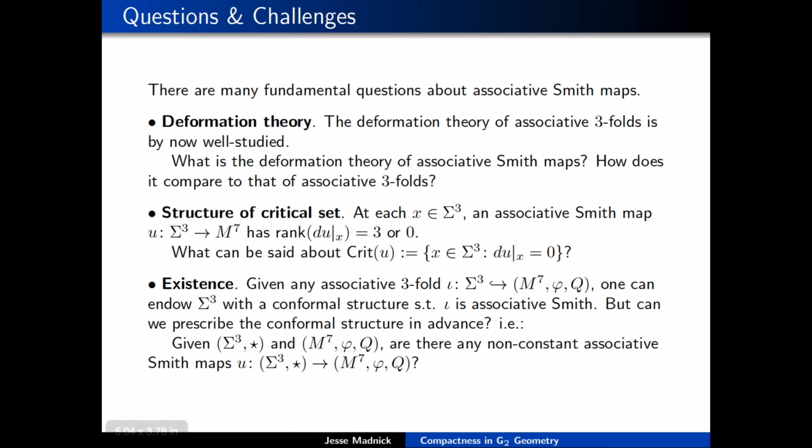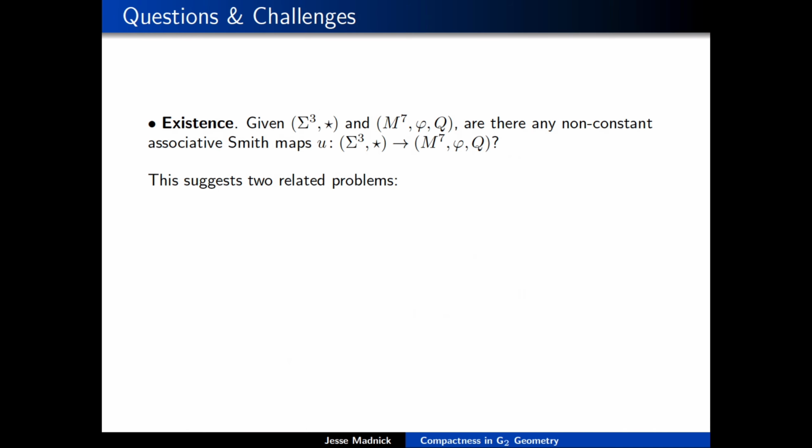It's not clear, and certainly it's tricky, and it's not clear how optimistic one should be. Certainly, conformal structures on 3-manifolds can be very complicated, I guess. I will say that what I think is interesting is that the existence question lends itself to two related problems about associative threefolds, depending on whether you take sigma to be flat, or M to be flat.